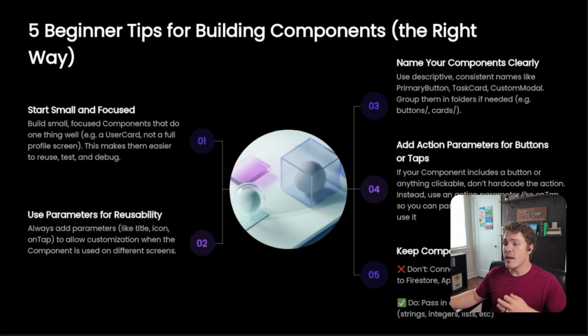Number 3, name your components clearly. This is a must. Avoid names like component 1 or my widget copy. Trust me, it gets confusing fast, and instead use descriptive names like primary button, user card, task tile. It'll help you stay organized, especially important as your app begins to grow.